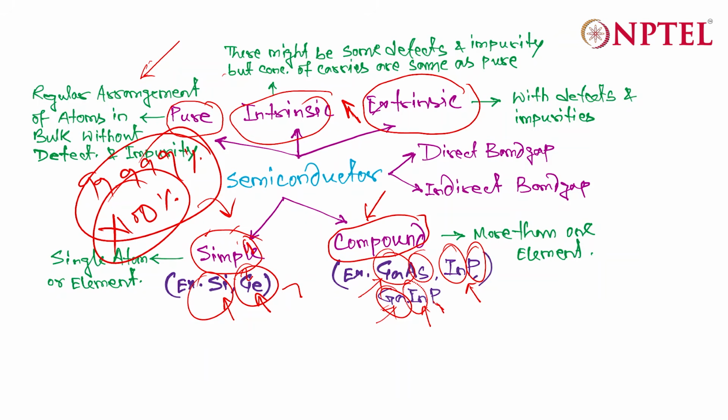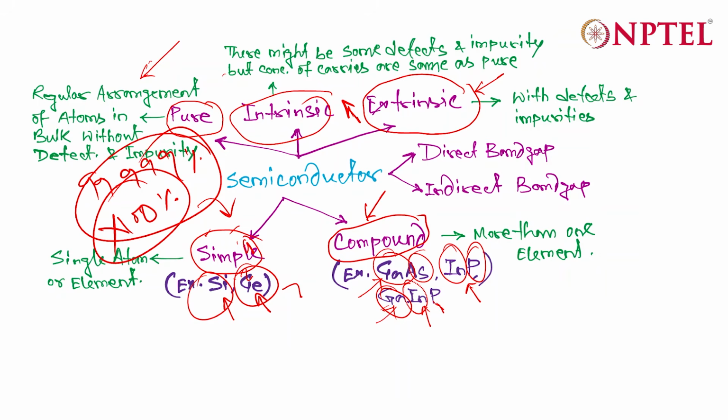And then we have extrinsic semiconductor. So extrinsic is the material with defects and impurities. Sometimes we purposefully put impurities into an intrinsic semiconductor in order to make them extrinsic. Then we can also classify the semiconductor in terms of their band gap. There is direct band gap semiconductor, and there is indirect band gap semiconductor.